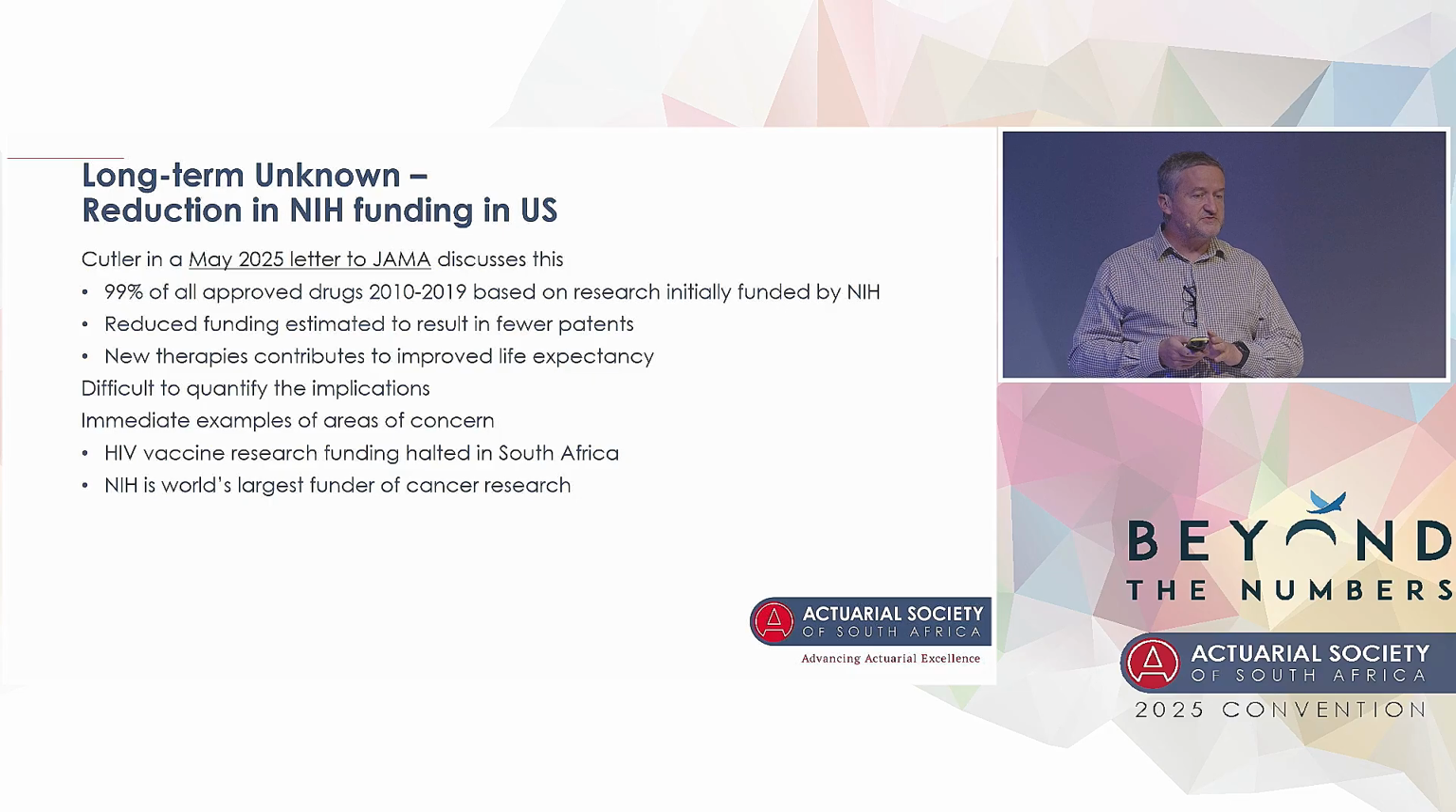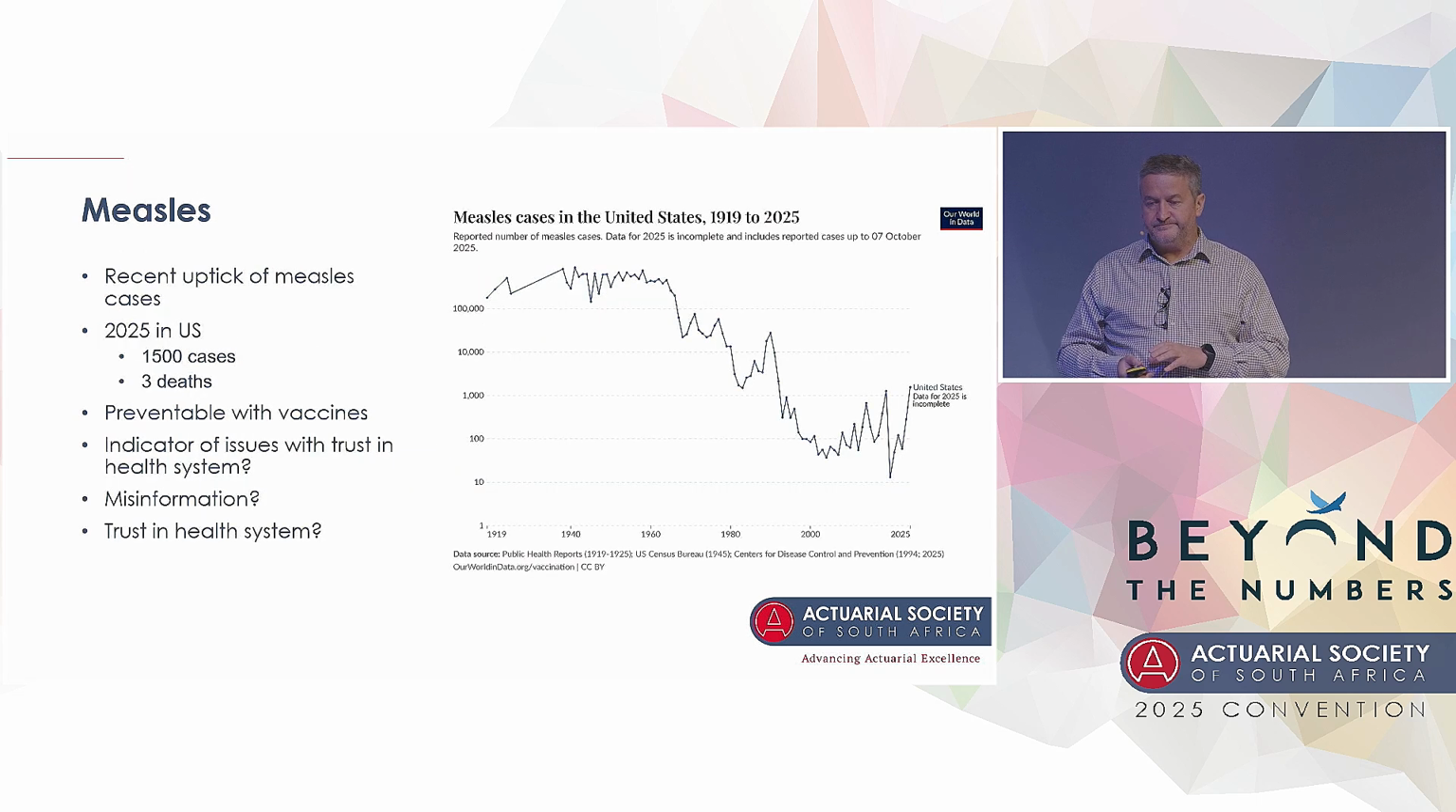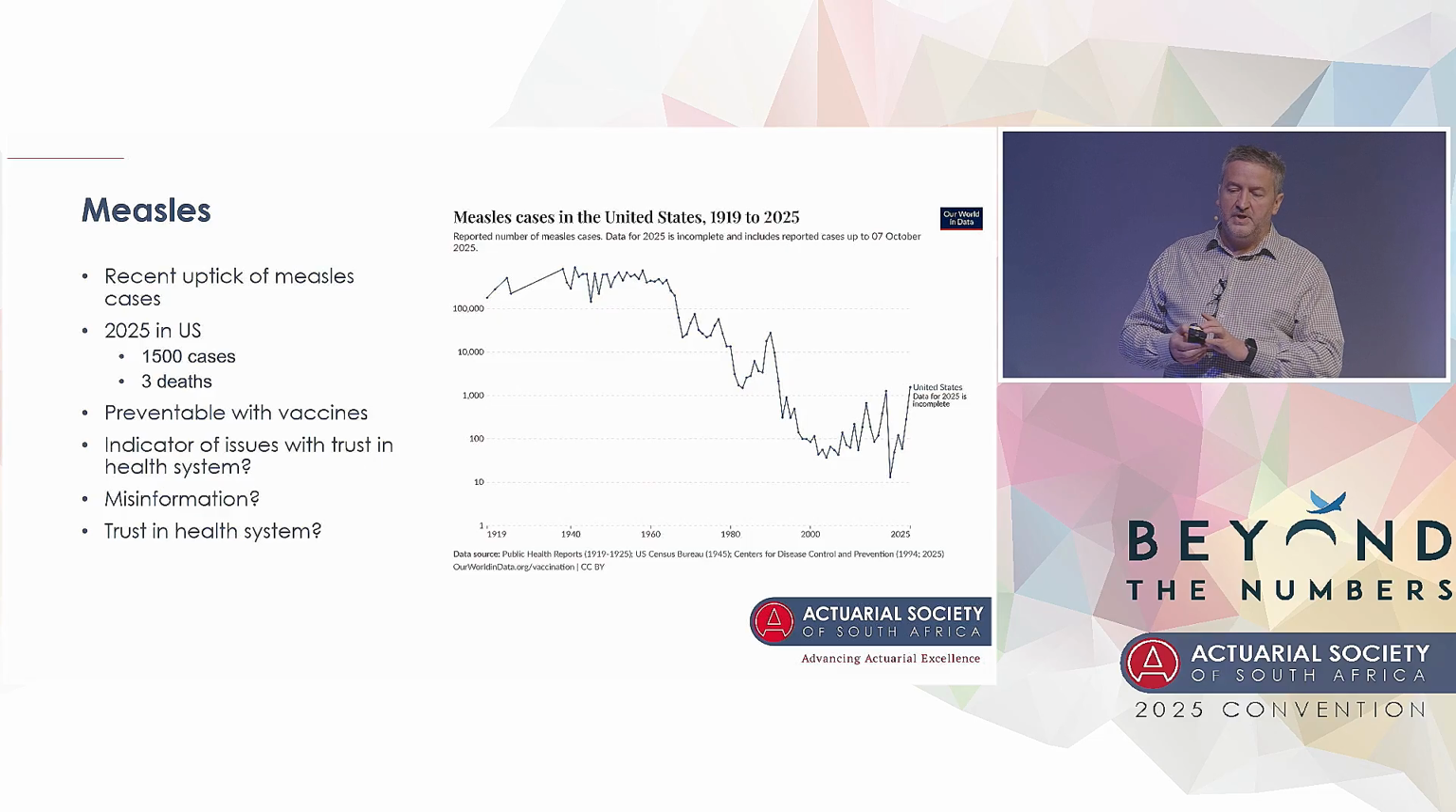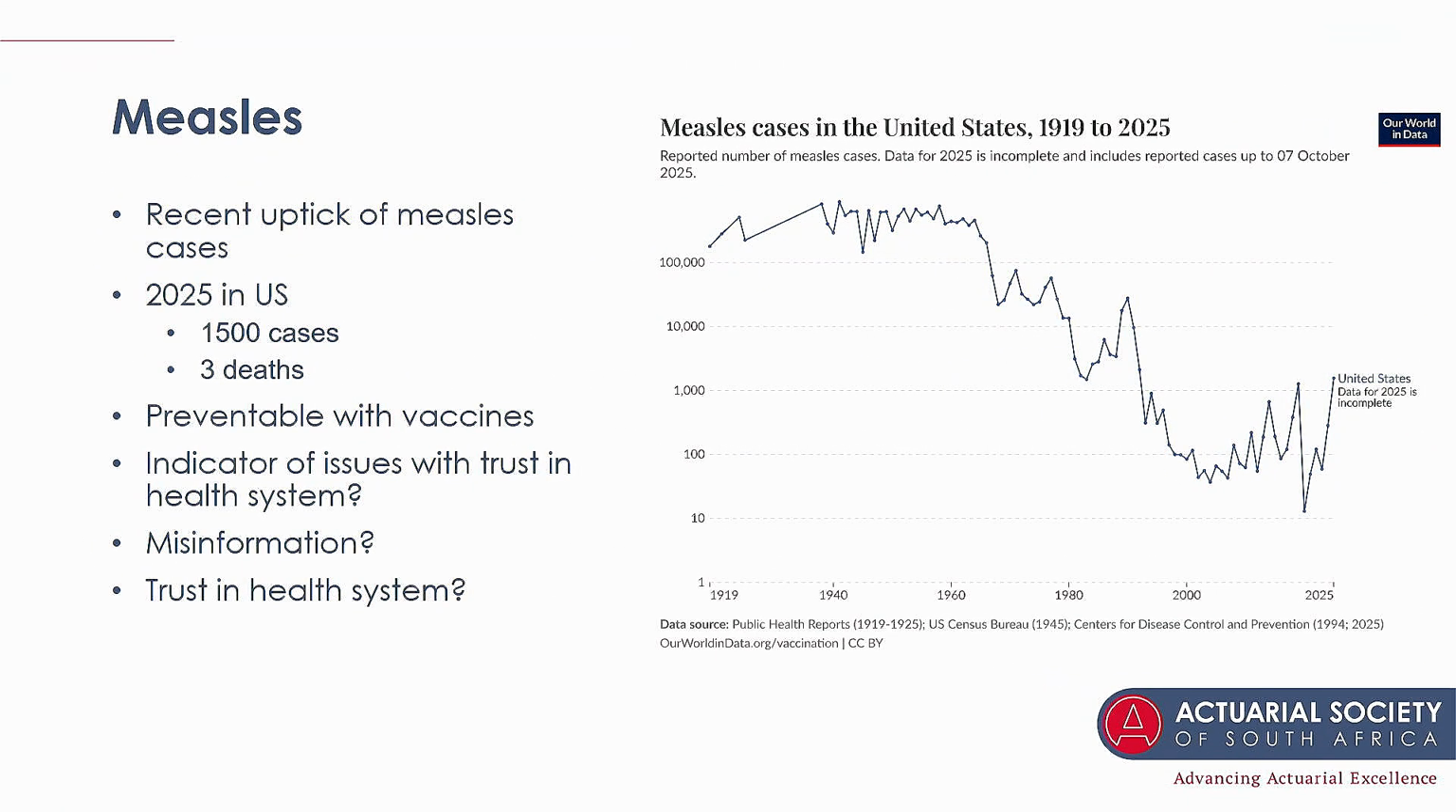Yeah, and the obvious one for South Africa is that the HIV vaccine research in South Africa was canned, basically. Some of it was canned based on the NIH funding being pulled. Measles is another one. The heading should really be misinformation and disinformation and its impact on mortality. I think we're starting to see people not taking vaccines in larger and larger amounts in the US.